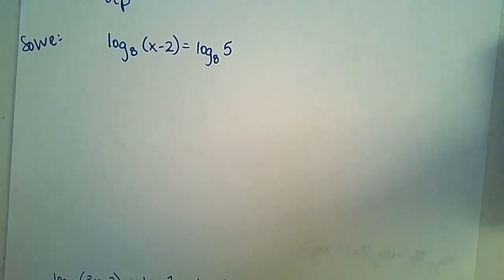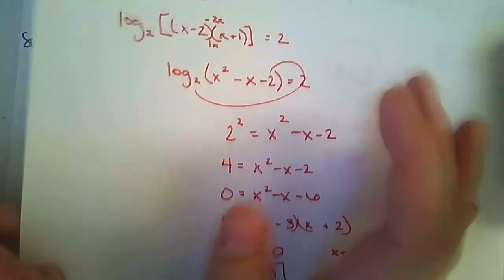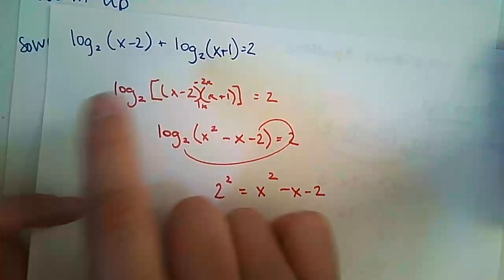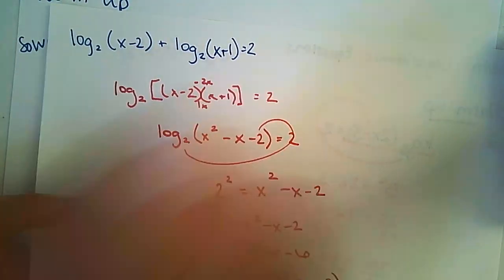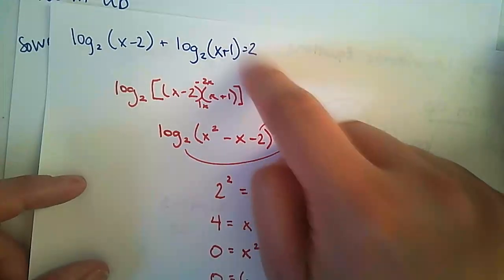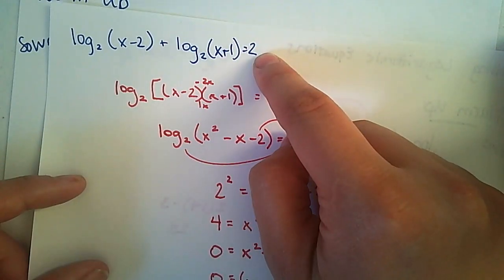Good morning. All right. So the past couple of days, we have looked at problems where not every piece of the equation has a log attached to it. So notice the 2 is all by its lonesome. It is just a plain old number. Okay.